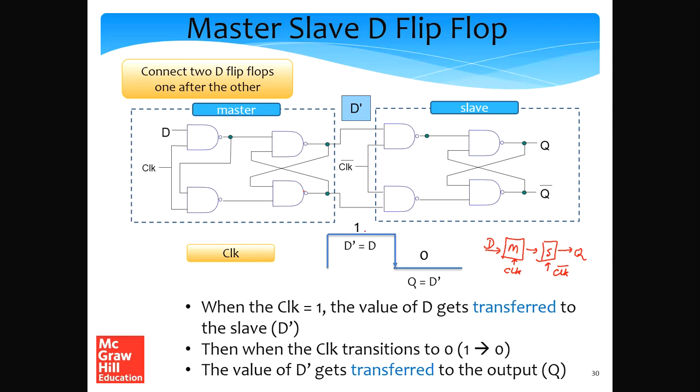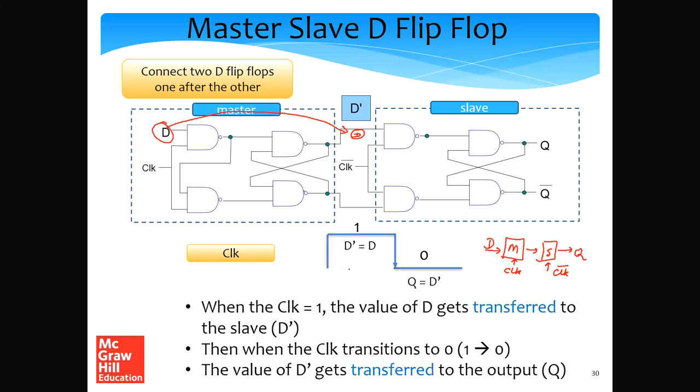So when the clock is equal to 1, the value of D will get transferred to the output. Right? Whatever the value of D is, it will get transferred to this intermediate point, because here the clock is 0. So then we'll have D dash here. D dash is equal to D, right? So the value of D moves from here to here, right?